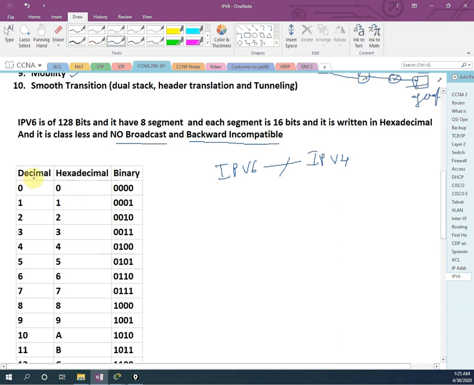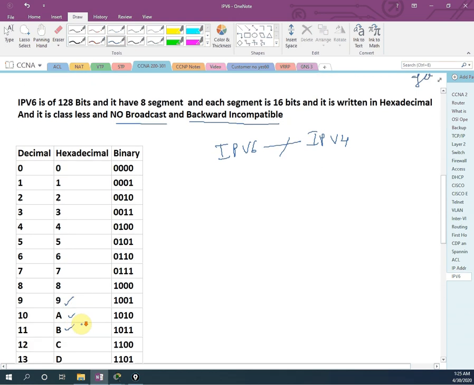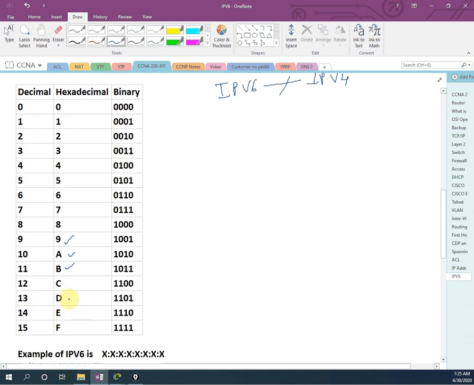And we need to know how to convert decimal to hexadecimal and binary. As we know, hexadecimal from 0 to 9 is the same as decimal, but 10 becomes A, 11 becomes B, 12 becomes C, and 13 becomes D, then E, F, like this. And how do we convert this? As we write 8, 4, 2, 1, we put 0, 0, 0, 1 to convert into binary. So just remember this table, as we are going to use it in the coming videos. This is the idea of how we convert.